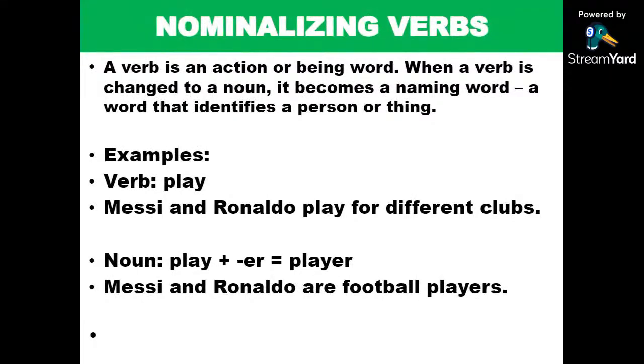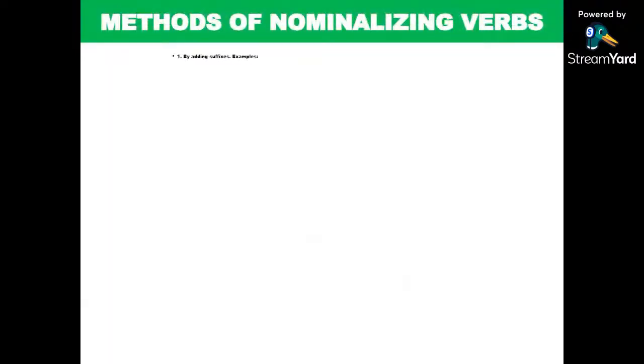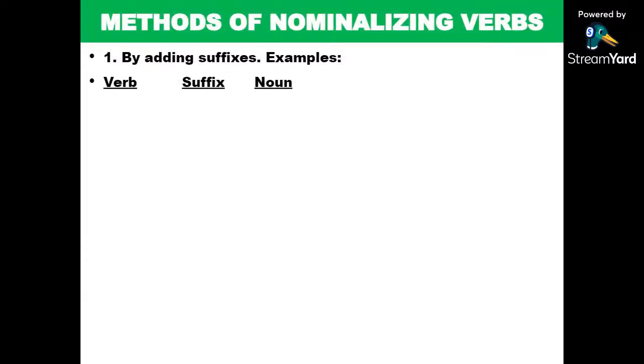So let's look at methods of nominalizing verbs. Number one, by adding suffixes, and then we look at examples. We have a table here. We are going to add the verb to a suffix to form a noun. So let's see how it is done. The example we earlier saw is the verb play added to the suffix er equals the noun player.